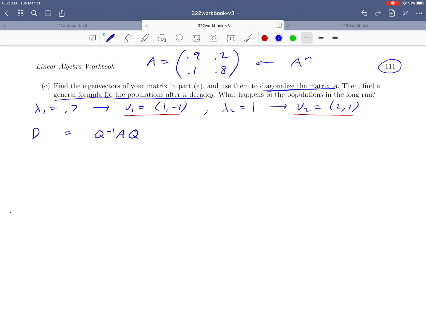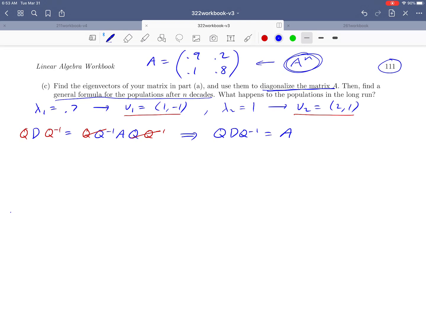Let's first consider the problem of how do we take that equation and solve it for A? Because after all, it's A to the n that we're interested in. Okay, so algebraically, we can solve this equation for A by left multiplying by Q and right multiplying by Q inverse in order to cancel out the Q's that we see over on the right-hand side. You might remember this calculation from a couple of sections ago. So what this turns into then is an equation that looks like Q D Q inverse equals just A over on the right-hand side.